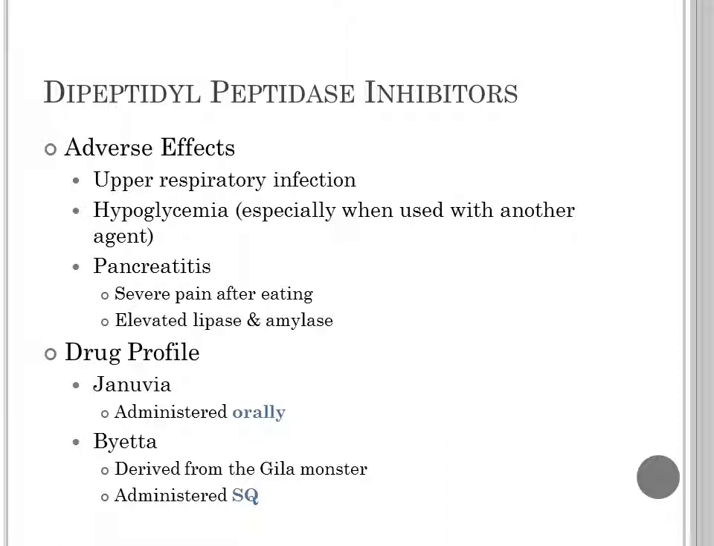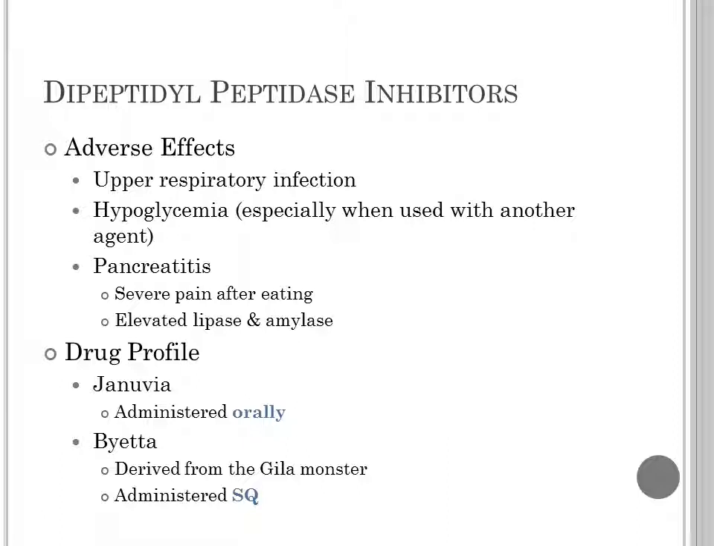The two drugs you need to know here, we've got Januvia and we've got Byetta. Following your outline and not the PowerPoint here, Byetta is actually a subcutaneous injection, so it is not an oral agent. All the rest that we've talked about since covering insulin have been oral. This is a pen. It looks just like an insulin pen except it's blue instead of orange. Administered subcutaneously, and your little trivia for the day is it was actually derived from the saliva of a Gila monster. So that's kind of funny.